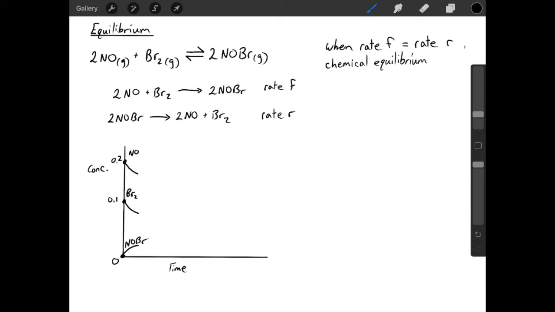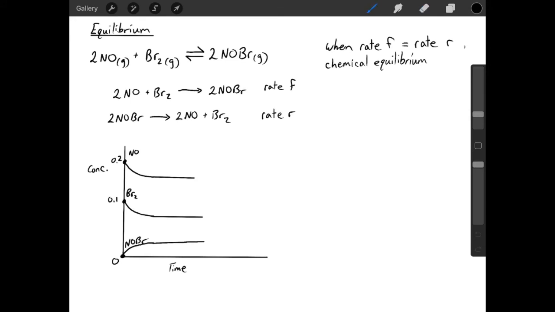And as you produce NOBr, some of the NOBr molecules can decompose and reform the nitrogen monoxide and the bromine gas, which means that the concentration of NOBr will probably still increase a little bit, but the rate at which it does so will begin to slow. And eventually the concentrations will change and stop at the point where the rate of decomposition of NOBr is exactly equal to the rate of reaction of NO and Br2. And at that point, the concentrations will stop changing for all components.